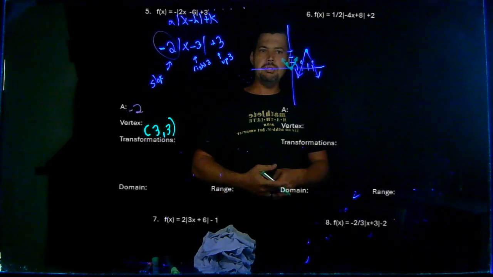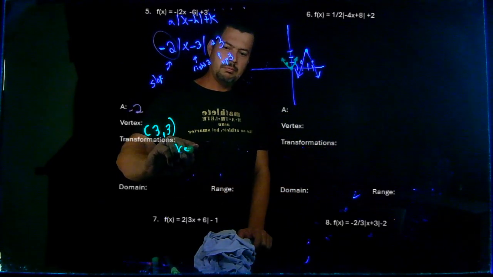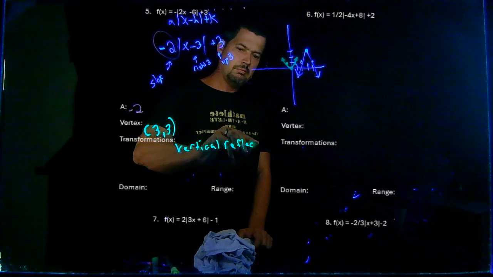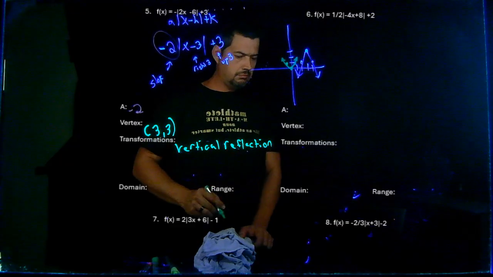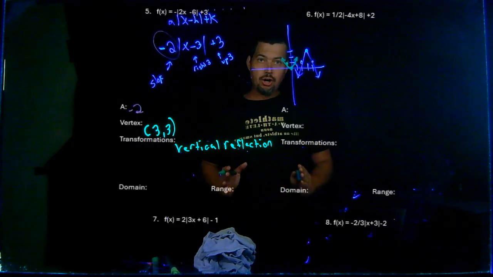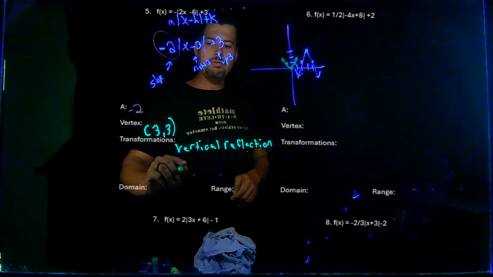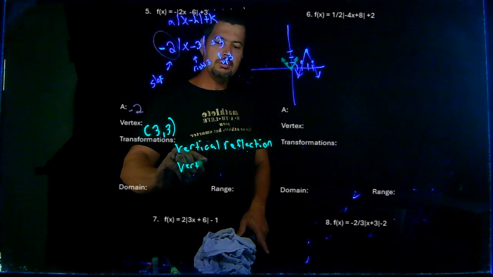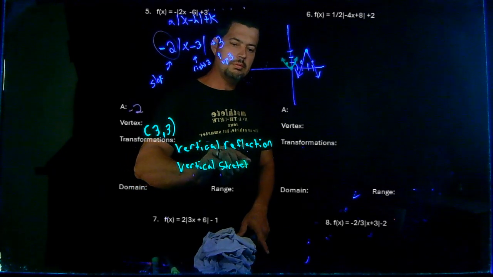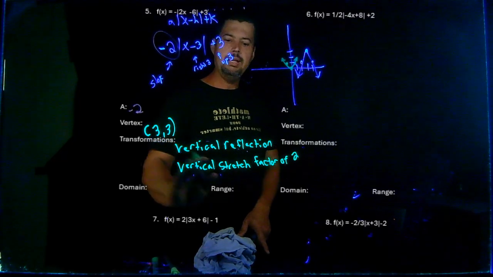And the transformations, she is upside down. We call that a vertical reflection. What else has been done? She is actually taller, even though she's opening upside down. She's steeper. Look at mom. That is going to be a vertical stretch. She has been pulled downward. Factor of 2, not -2. The negative was the vertical reflection.